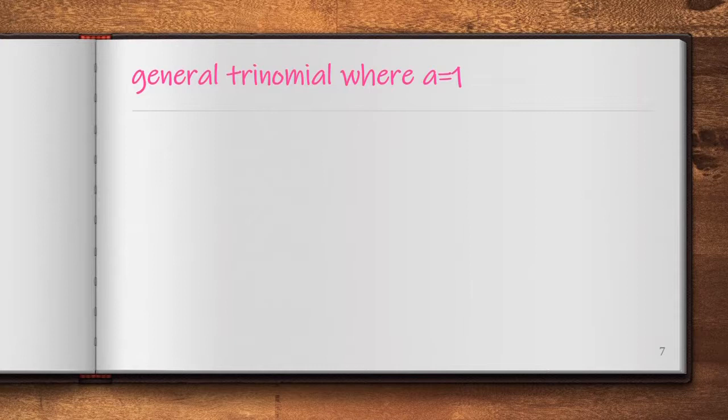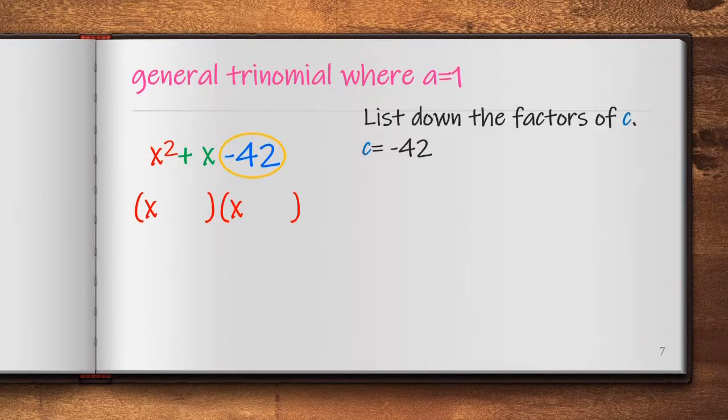Next example. Again, this is a general trinomial where a is equal to 1. We have x squared plus x minus 42. If a equals 1, we can directly write the square root of the first term as the first part of the factors. Then, let's list down the factors of c. Here are the factors of 42. Which among them will add up to the value of b? Ano ba yung b? That's positive 1.